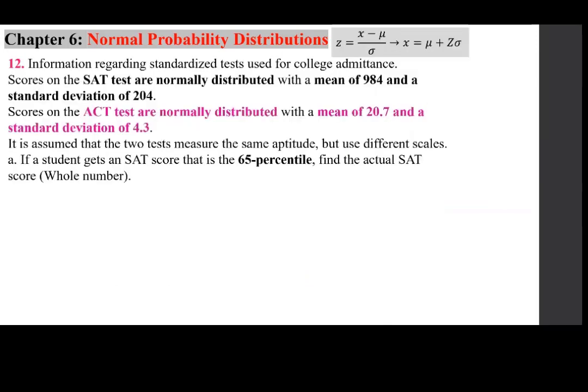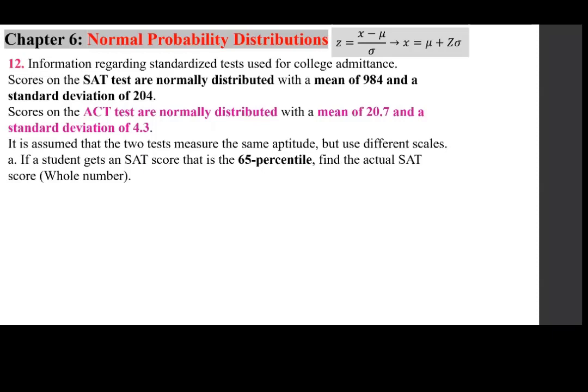Information regarding standardized tests used for college admittance. Scores on the SAT test are normally distributed with a mean of 984 and a standard deviation of 204. Scores on the ACT test are normally distributed with a mean of 20.7 and a standard deviation of 4.3. It is assumed that the two tests measure the same aptitude but use different scales. If a student gets an SAT score that is the 65th percentile, find the actual SAT score, whole number.